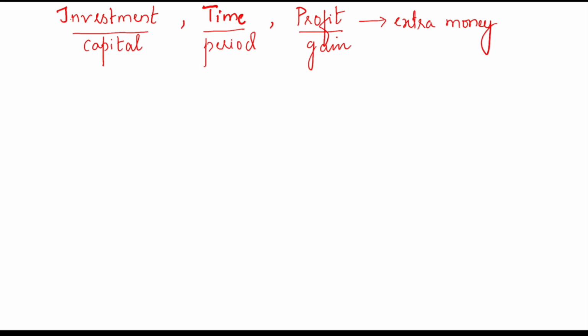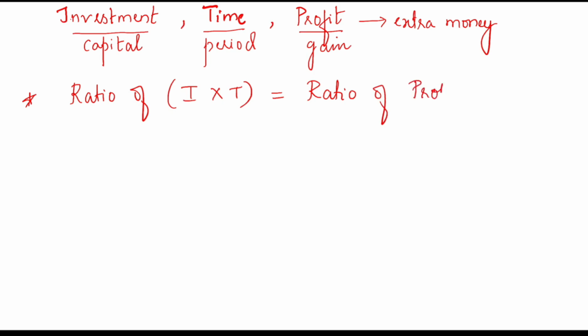Then the most important thing to remember is the first thing: ratio of investment into time is equal to ratio of profit. This is very important, and we have to remember it. Ratio of investment into time is always equal to ratio of profit.